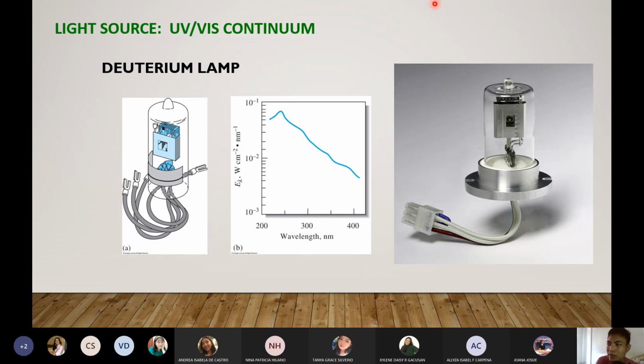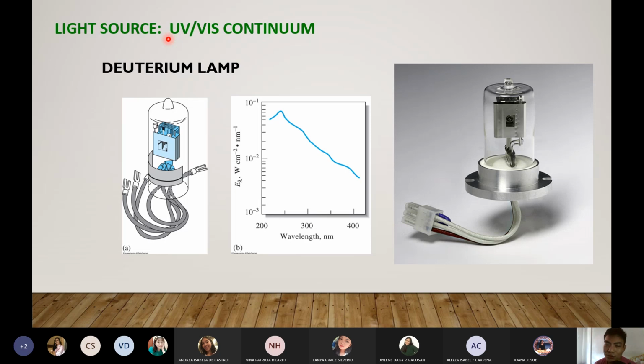Next one, we have the deuterium lamp. Okay? So this is common in UV analysis, no? Ito medyo mahal talaga to. I think 5 digits din yung presyo nito pag nasira. Okay. Pero hindi naman to ginagalaw, no? So in deuterium lamp, basically you have deuterium. What is deuterium?